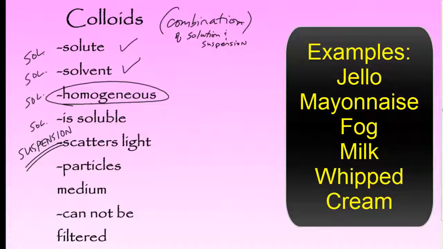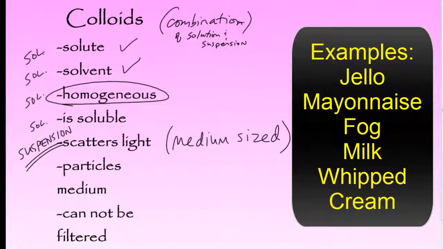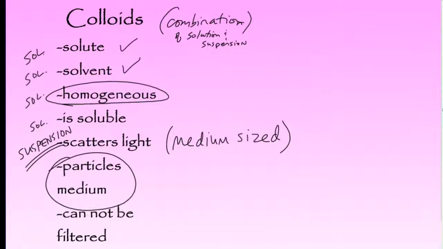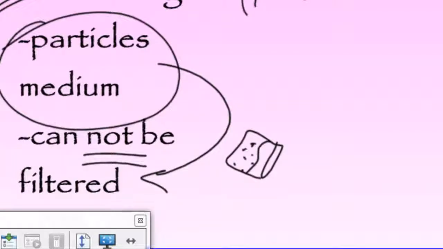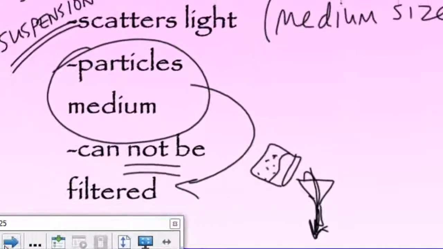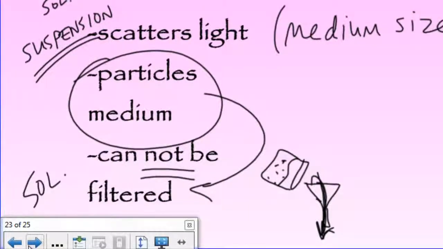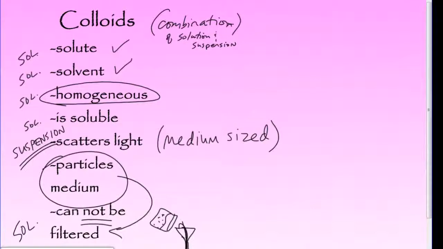It scatters light. So remember, if I shine that beam through, the particles are medium-sized. And because they're medium-sized, it's going to scatter light. But here's the trick. You cannot filter it. So that means if I took it and I try to put it in a filter, it will go through that filter. It will go through, just like a solution. So you see, all of the check marks are kind of like a solution, except for scattering light.